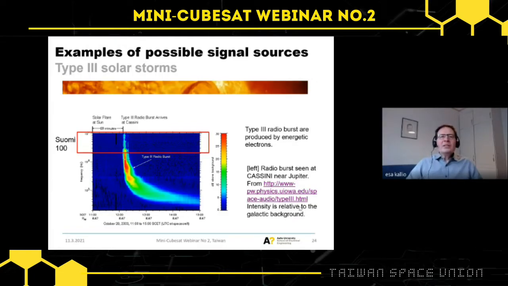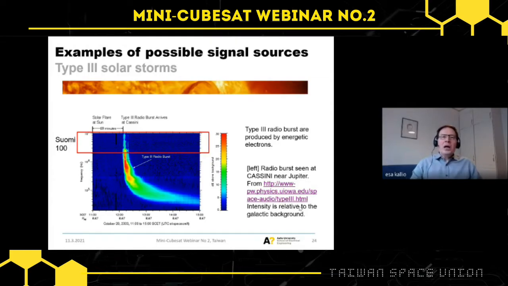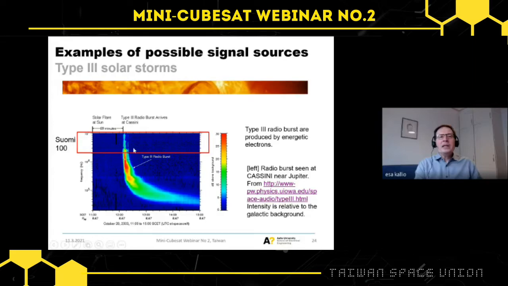What kind of signals? There are natural signals. One is, for example, type 3 solar storms, when high energy electrons form radio waves. For example, here you can see data from Cassini at different wave frequencies, and this is the frequency range, for example, where Suomi is. So at least, if there is a type 3 storm, it would really produce signals in our frequency range that we could observe.